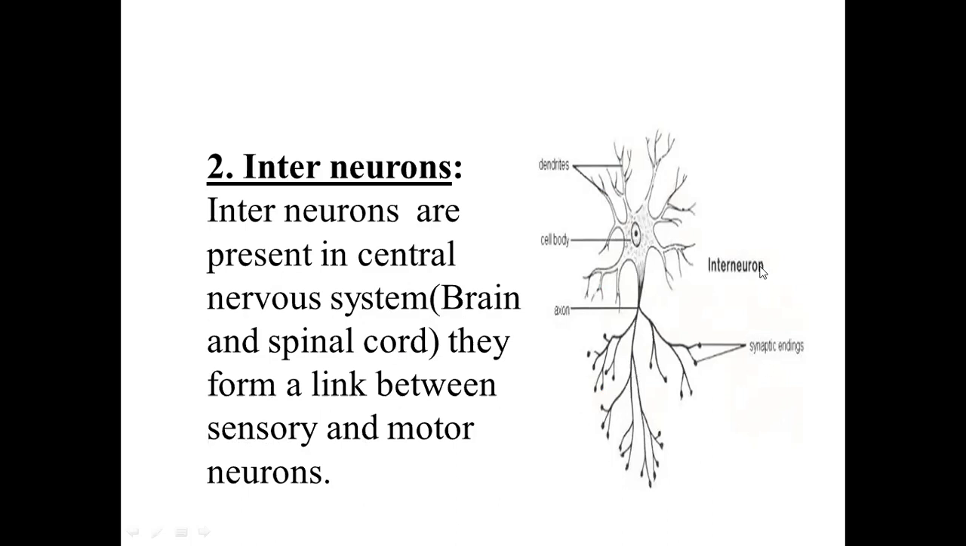This is the structure of interneuron. You can see dendrites over here in the center. This is the cell body having the nucleus, and this is a short axon, and these are the synaptic endings or the terminal knobs, which you have already discussed in the previous lecture.